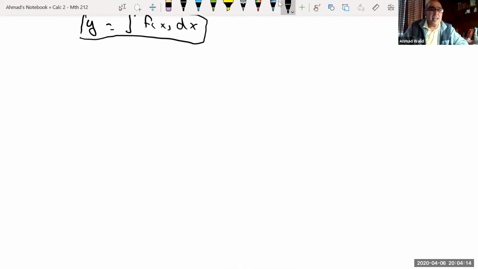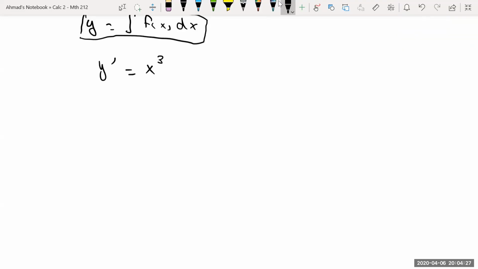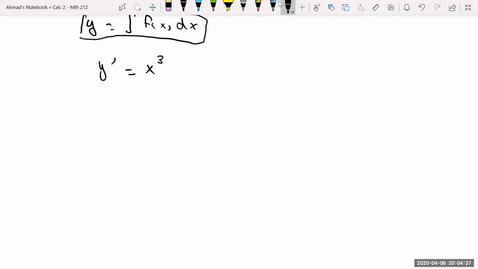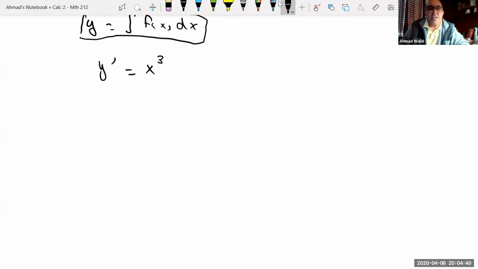For example, if I give you y prime equals x to the power of 3. Is this first a differential equation? Do I have a function? Yes. You see, f of x equal x cubed is a function. Do I have a derivative involved in this equation? Yes. What is the order of this equation? It's order 1, right? Because the first derivative is involved. This equation is an order 1 differential equation.